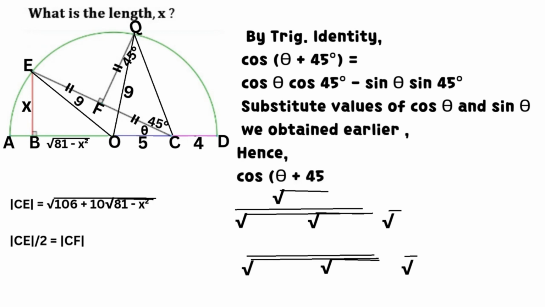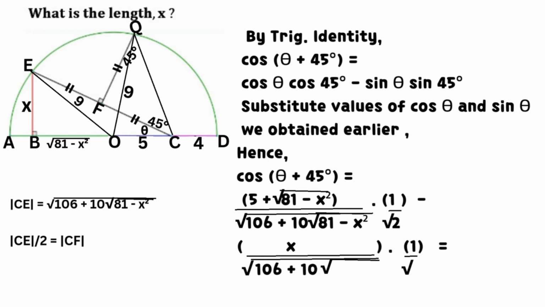By trigonometric identity, cosine of theta plus 45 degrees equals the product of cosine theta and cosine 45 degrees minus the product of sine theta and sine 45 degrees. Substitute values of cosine theta and sine theta. Already, we know that sine 45 degrees equals cosine 45 degrees, which equals 1 divided by the square root of 2. Hence, we have that cosine of theta plus 45 degrees equals the value shown on the screen.